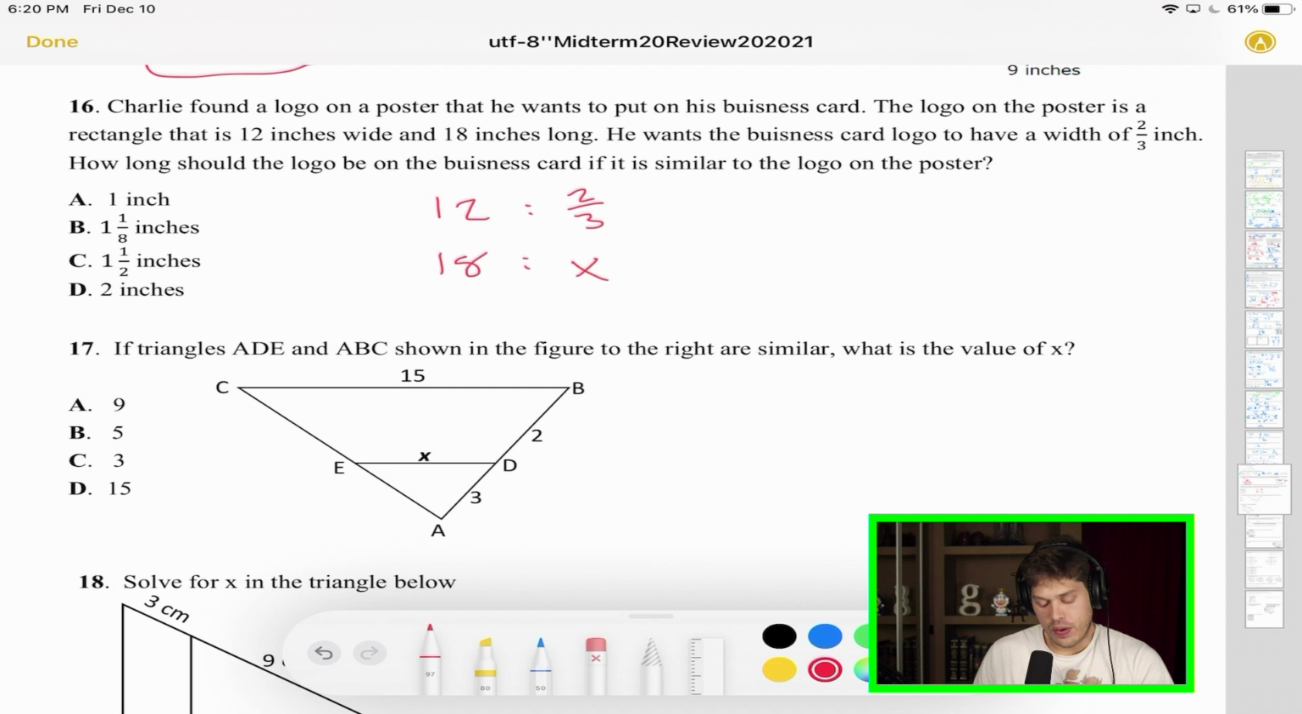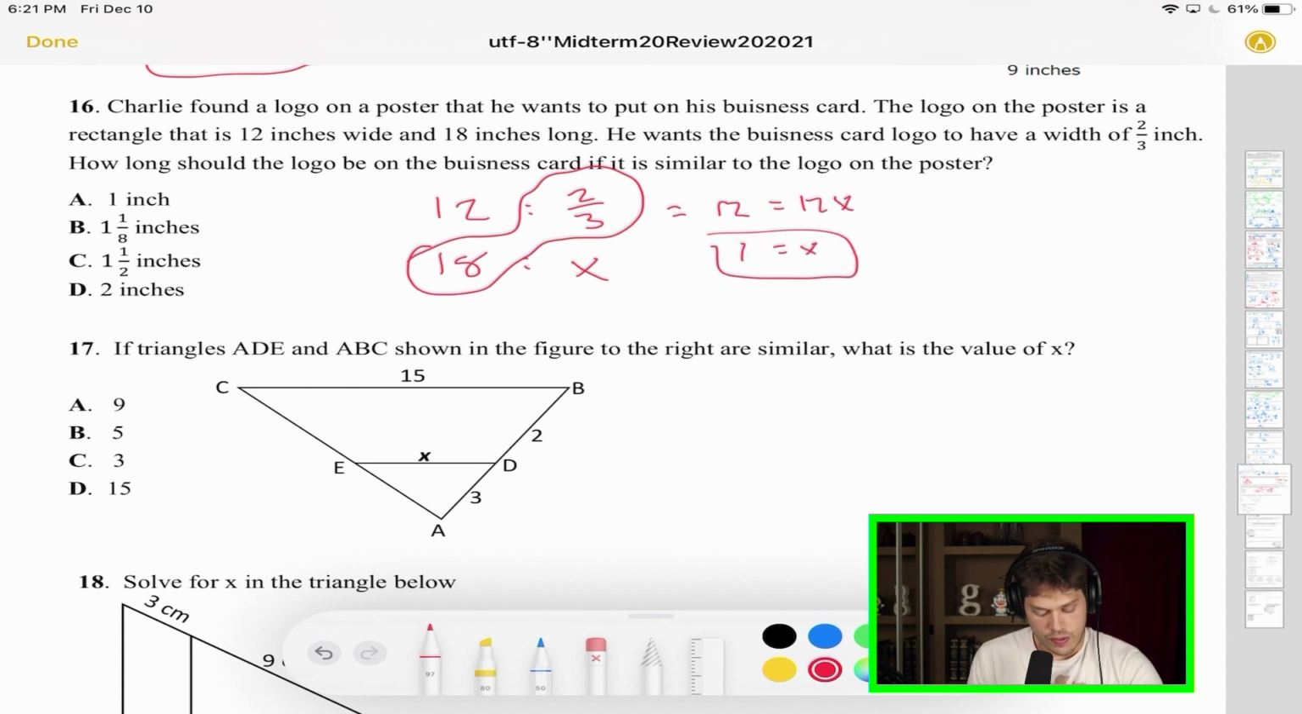Here again we can cross multiply and solve. What is 2/3 of 18? 18 times 2/3, that's going to be 12. And then 12 equals 12x, and so x equals 1. So our answer is going to be A. 12 is to 2/3 as 18 is to 1.